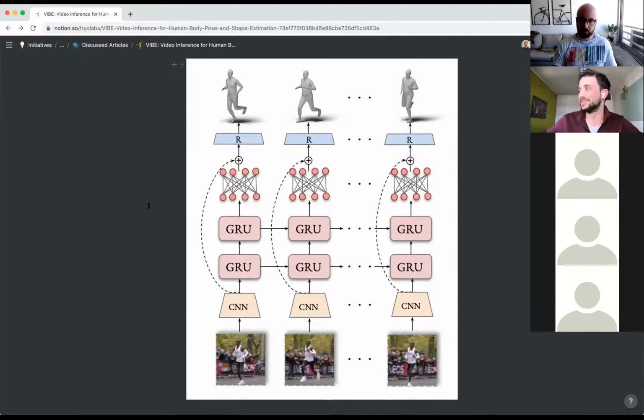That's a great question. Yeah, one of the main drawbacks that I found is that this current architecture cannot be used in a real-time fashion. Because of those bidirectional GRUs, you won't be able to just stream video and find the current poses.